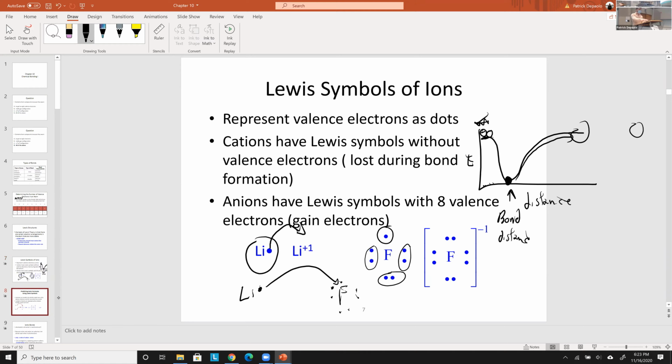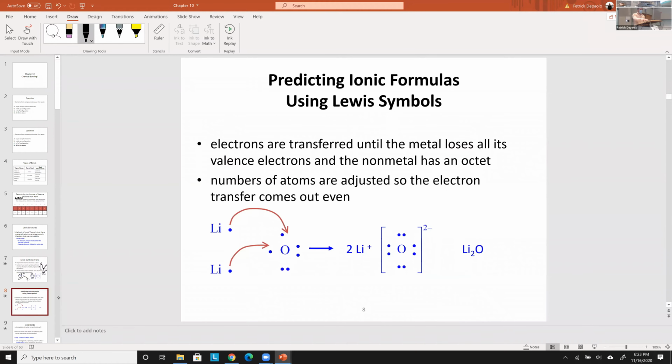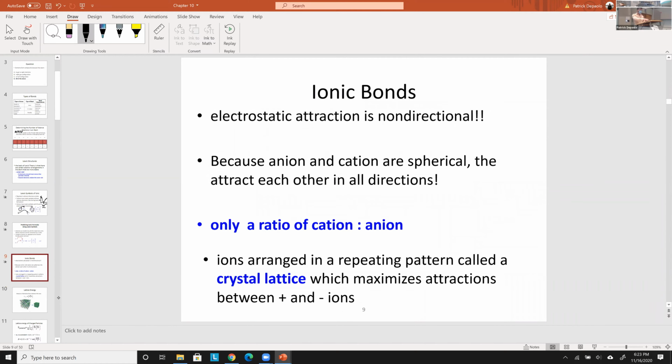Okay, so here's another example with two lithiums and making lithium oxide. So you have two transfers of electrons, and this makes an ionic bond. What we know about ionic bonds is that they are non-directional. They're electrostatic, and covalent bonds are also electrostatic. All that means is they involve electrons. They're electrostatic and they're non-directional.